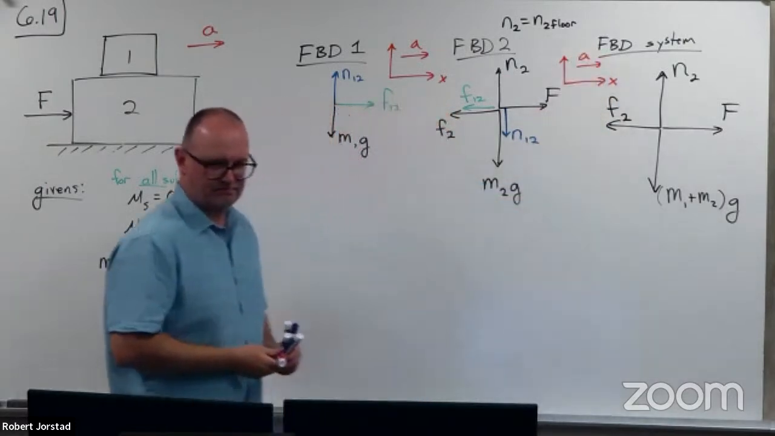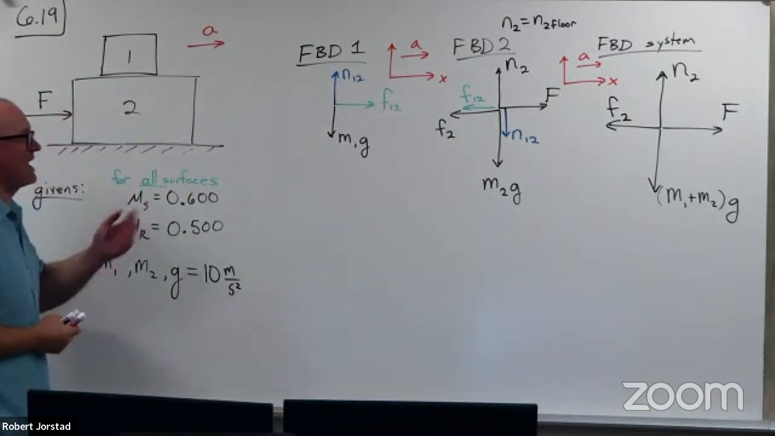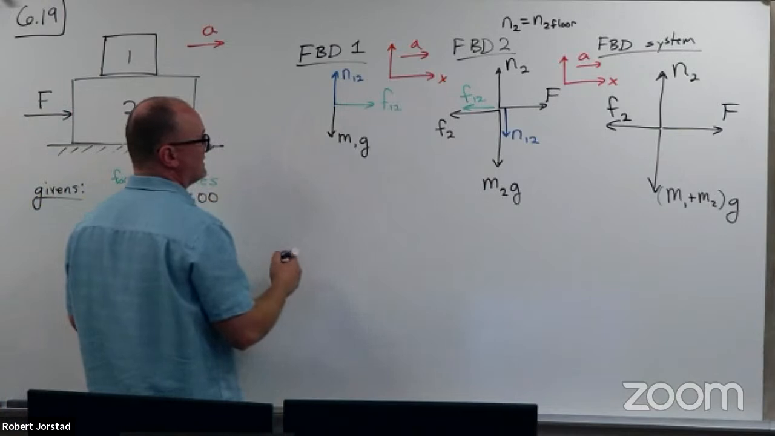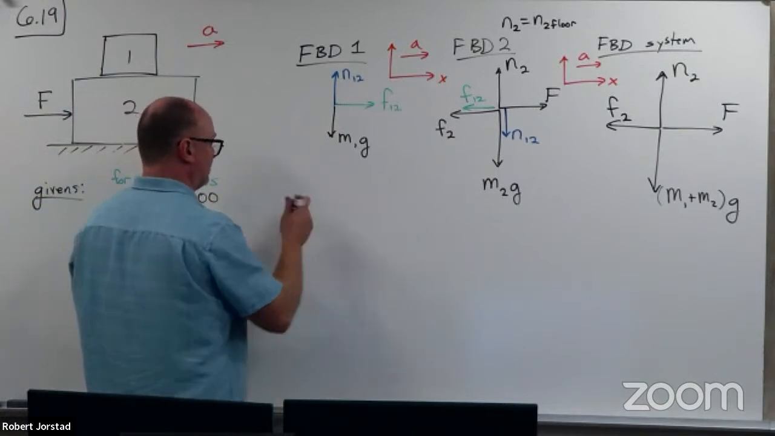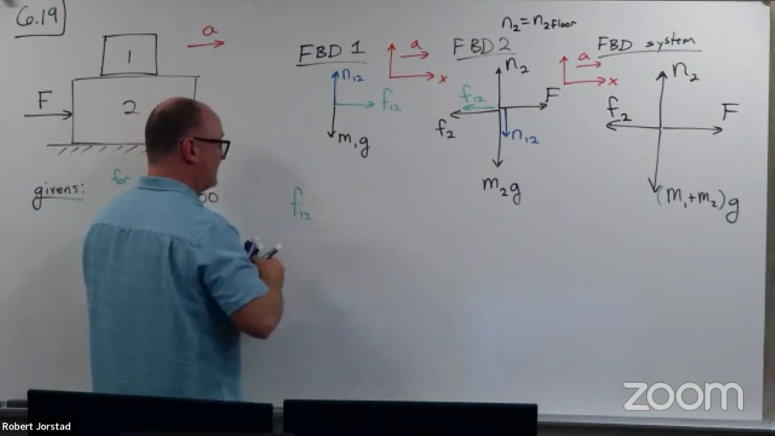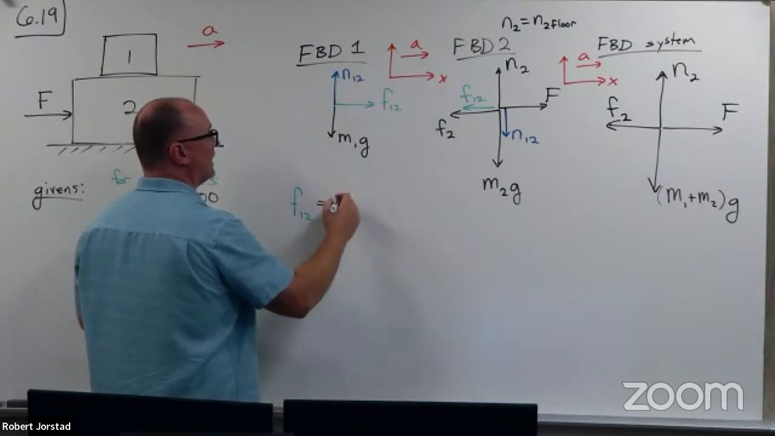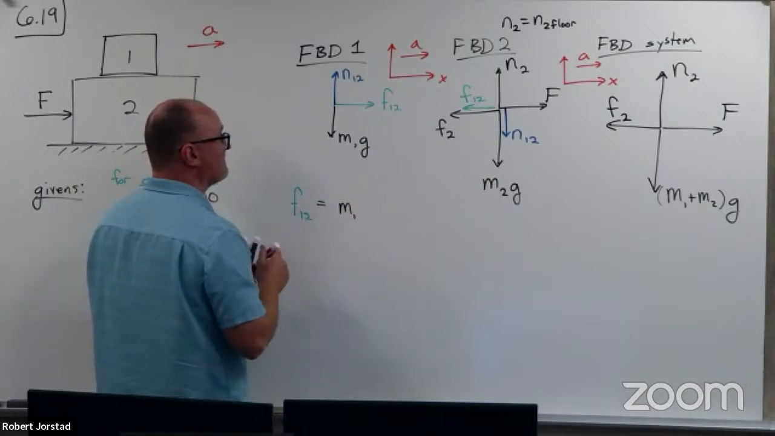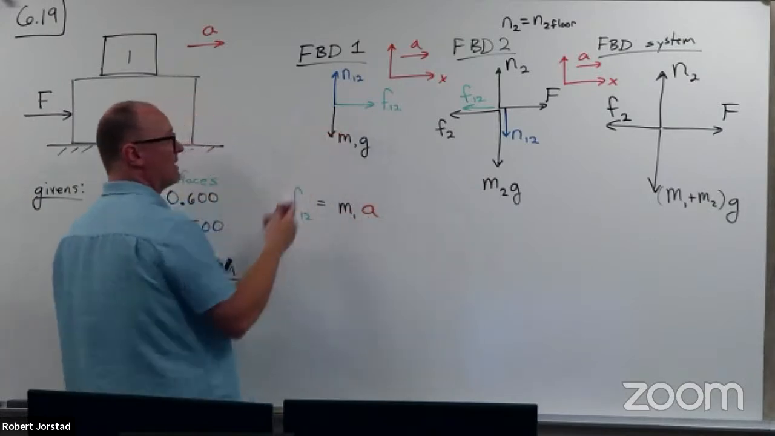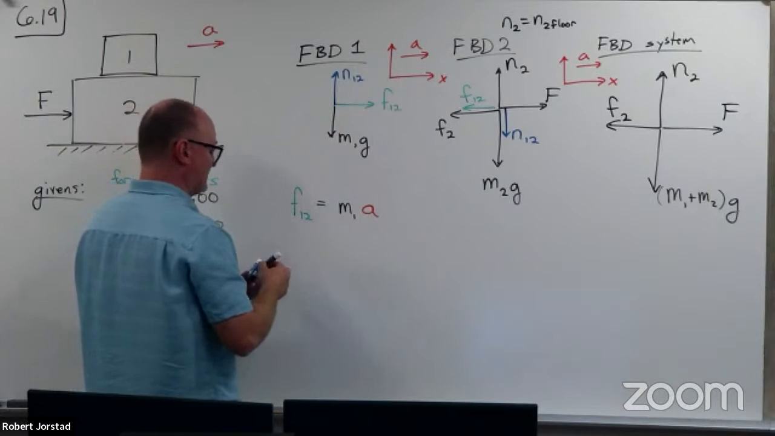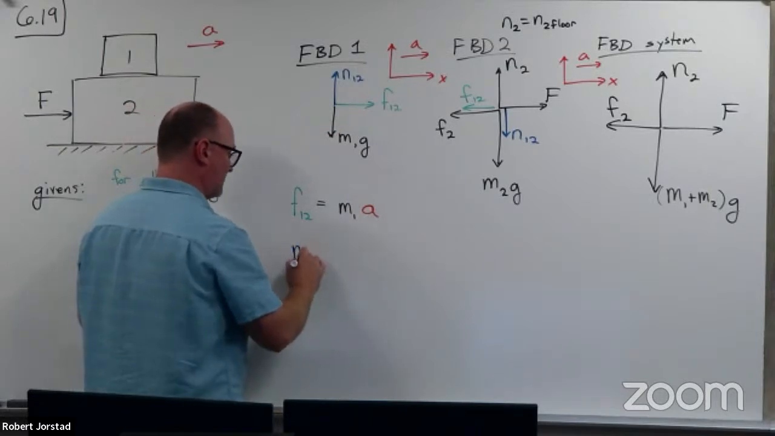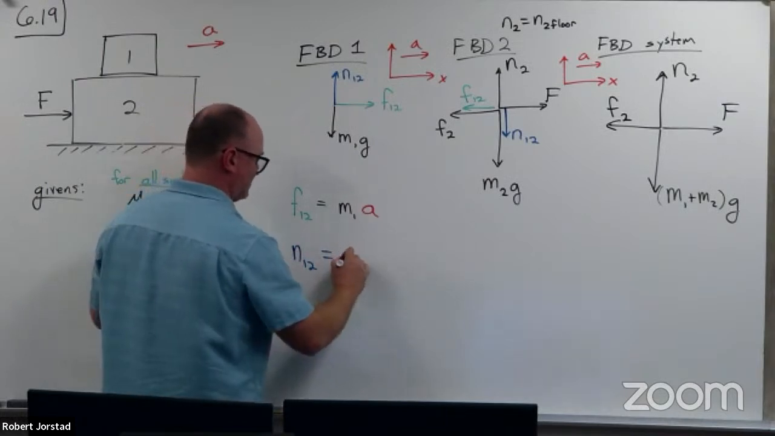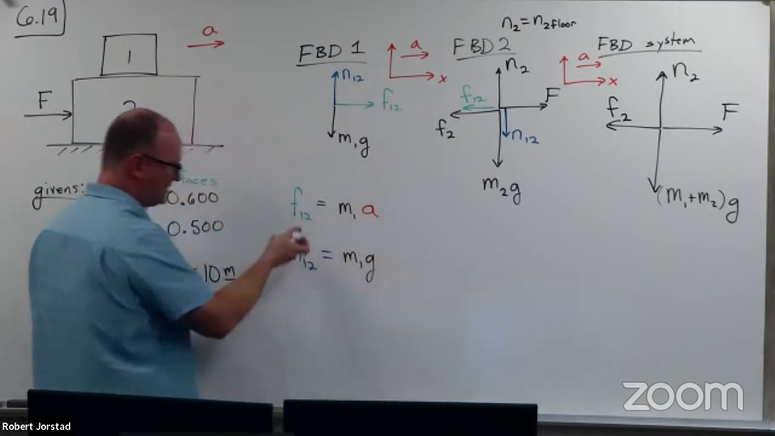All right. And so at this point, I've got my FBD. I can write my force equations. So in this case, I see that F12 is equal to M1A. It's not MA. It's M1A because I'm looking at mass 1. And over here, I see that N12, in this one case only, happens to equal M1G. Can you tell what frustrates me when I grade tests and students just always assume that's true?